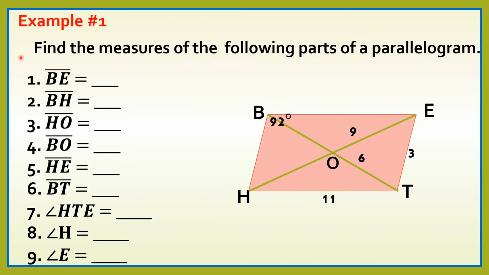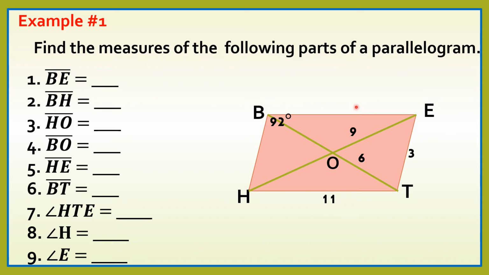Let us apply now the properties of parallelogram. Find the measures of the following parts of a parallelogram. Given ang figure, measure ng angle B is 92 degrees. Segment OE, the measure is 9. OT, 6. Segment HT, 11. Segment ET, 3. So, let us find the measure of segment BE.